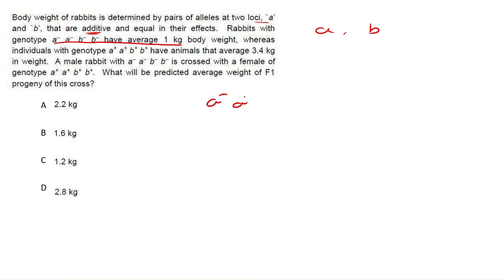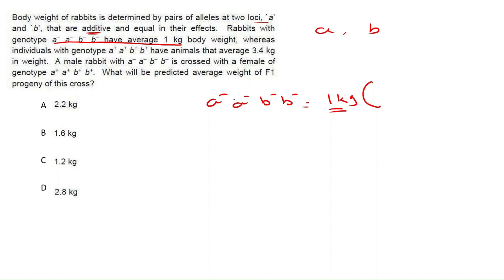So A minus, A minus, B minus, B minus have 1 kg body weight. It means there is no contributing allele. This is called a contributing allele: that allele which will contribute to a particular phenotype like height or weight. So here, the allele which is responsible for the weight of this rabbit is called a contributing allele. So A and B.